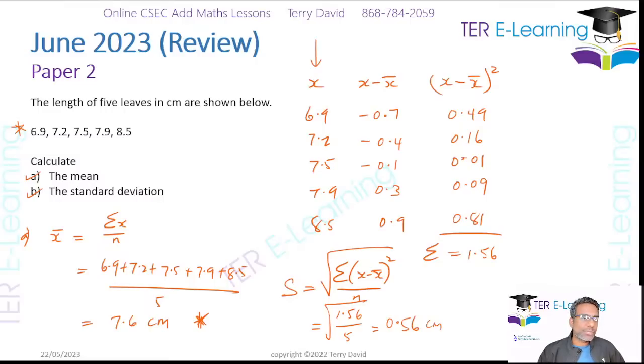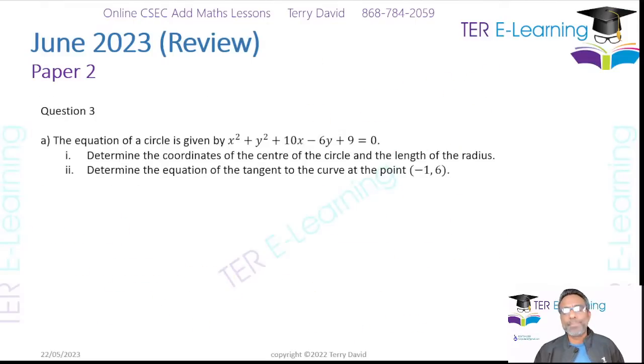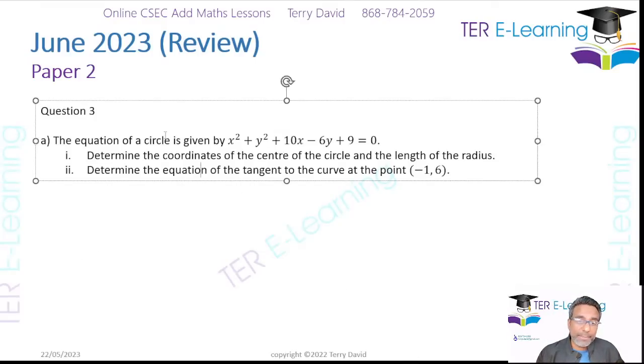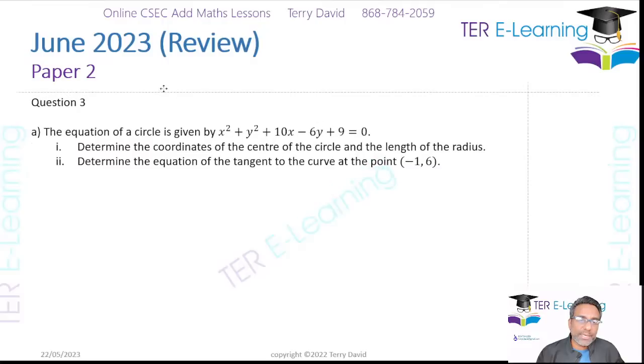Now, something that is going to come for sure in your exam is circles. You're definitely going to get a question on a circle, and that particular question is number 3 in the paper. This can come in several different ways. In this question, I have an equation of a circle, and what we want to work out is the center of the circle and the length of the radius.